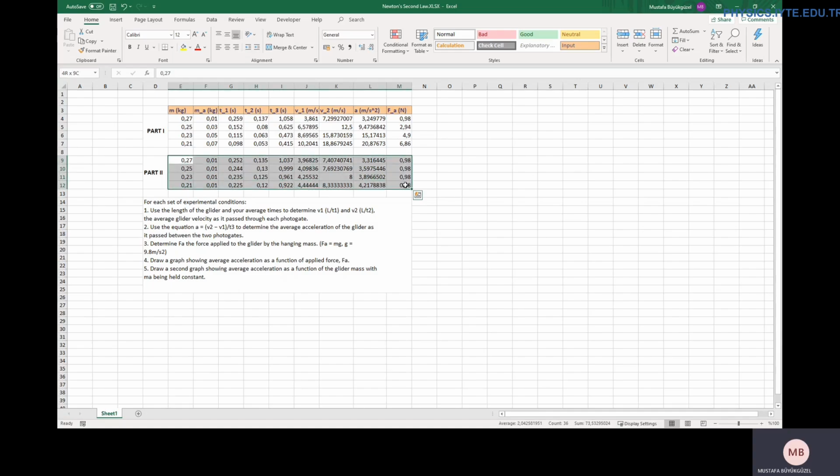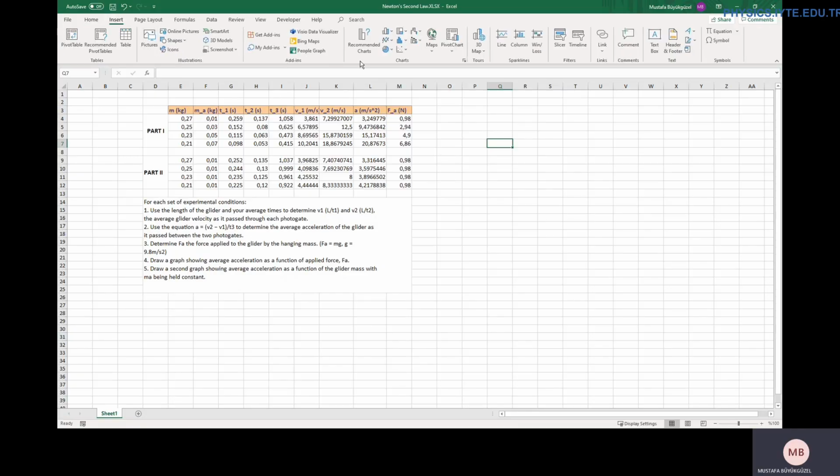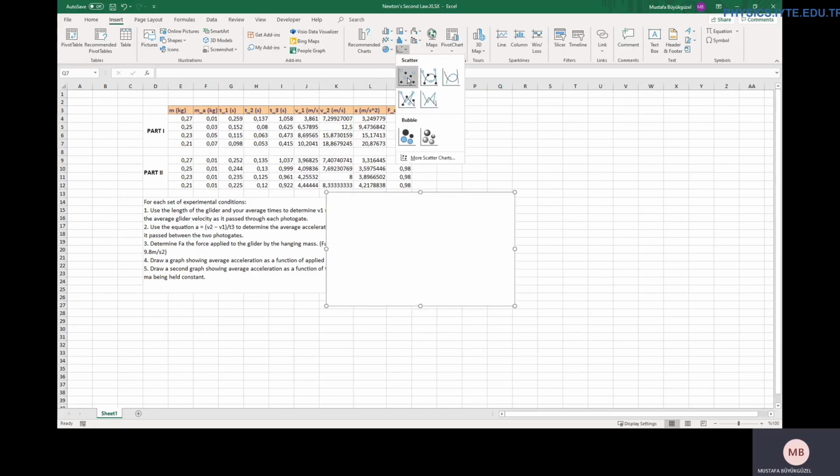So from this part, I will get a mass versus acceleration measurement. From here, I got a force versus acceleration measurement. Now I can use this to make a graph to see how these parameters are changing the acceleration. So let me just go here and insert one chart. A scatter chart is what I'm looking for.